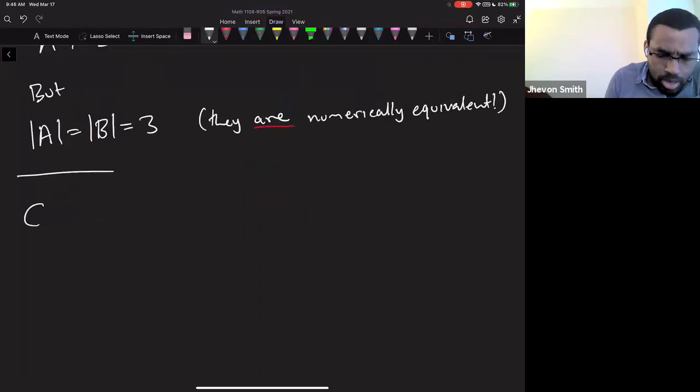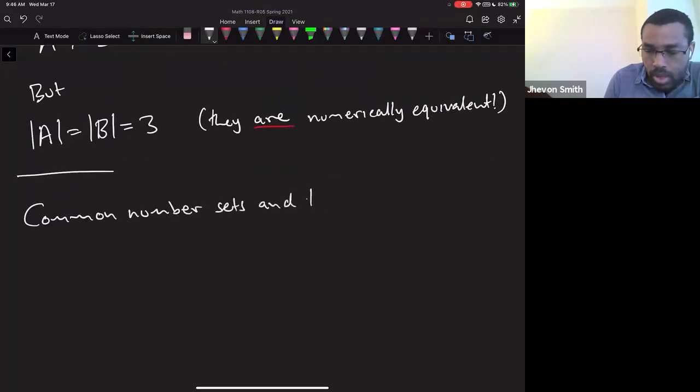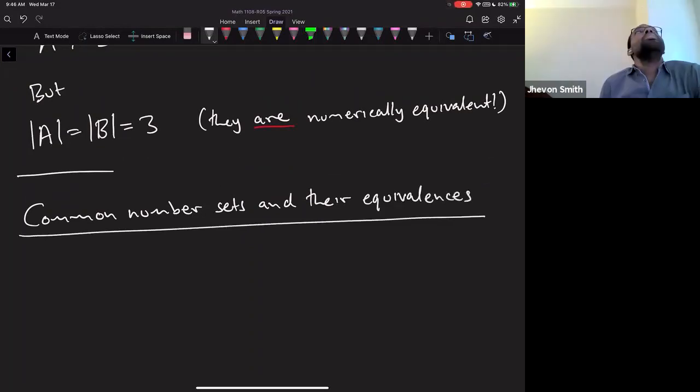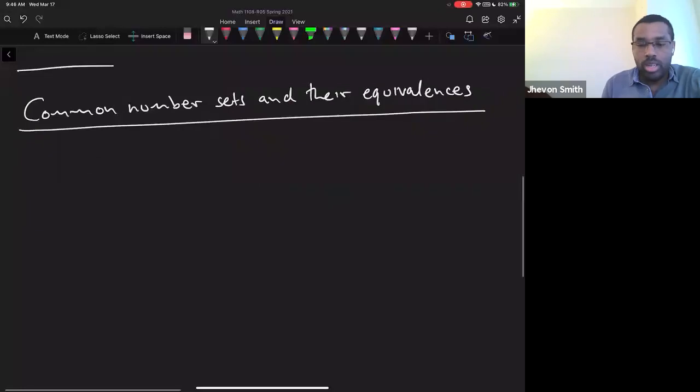Let's talk about some common number sets and their equivalences. Now, there will be some examples we have to do with these, but for the most part, not really. But it's very important that you know these so that when I talk about them, and if I write down certain symbols, you'll know what I mean when I write down those symbols. So we do want to talk about some important numbers.